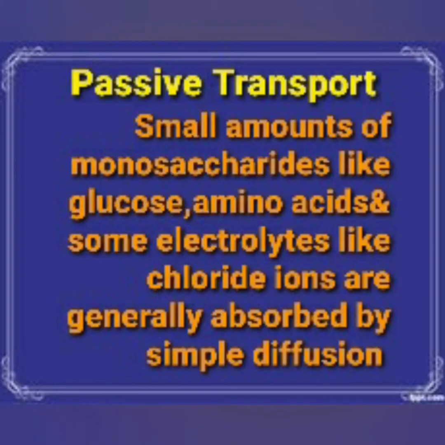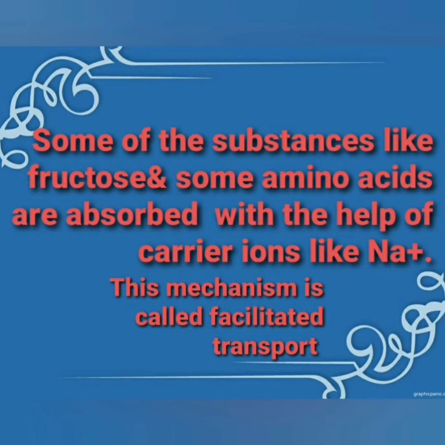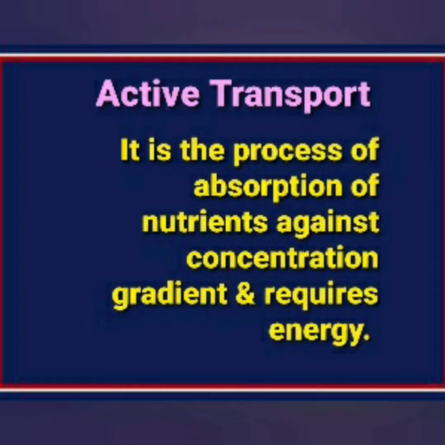Now small amounts of monosaccharides like glucose, amino acids and some electrolytes like chloride ions are generally absorbed by simple diffusion. Next method is facilitated transport. In facilitated transport, movement of solute occurs only with the help of some carrier molecules. Some of the substances like fructose and some amino acids are absorbed with the help of carrier ions like sodium ions, and this mechanism is called facilitated transport.